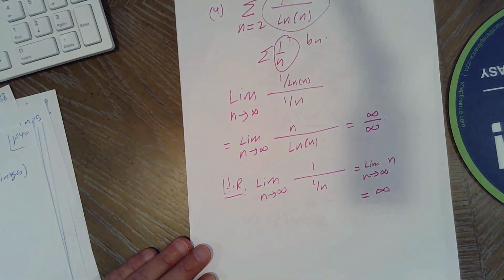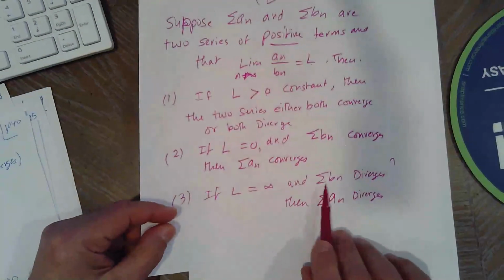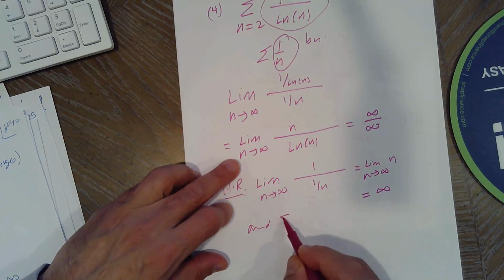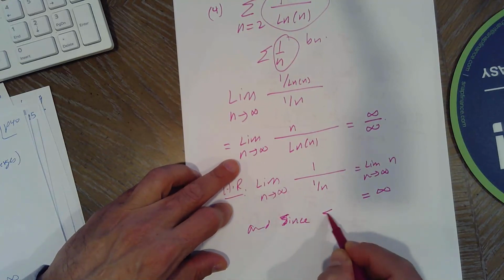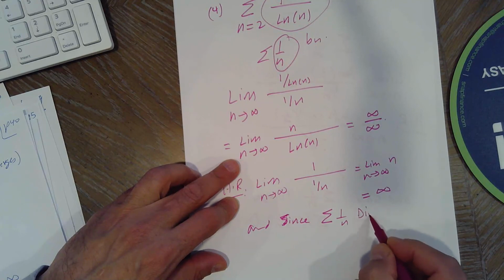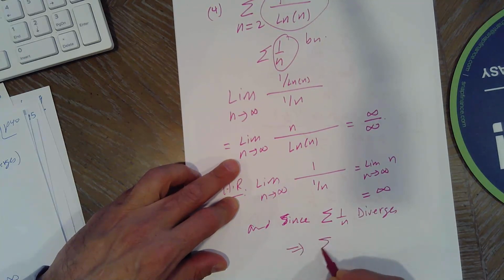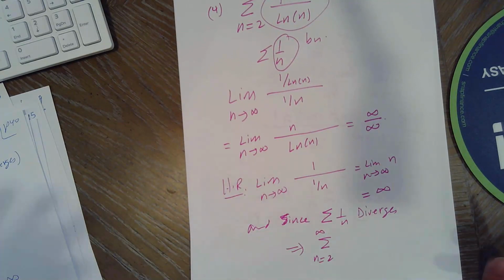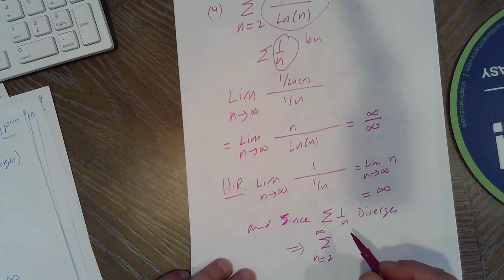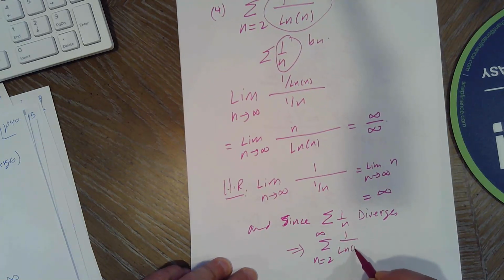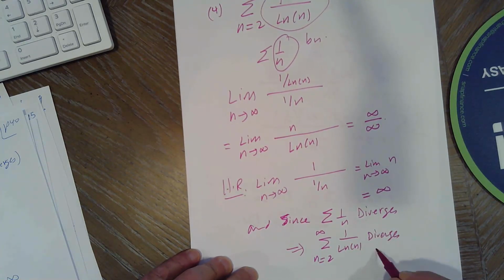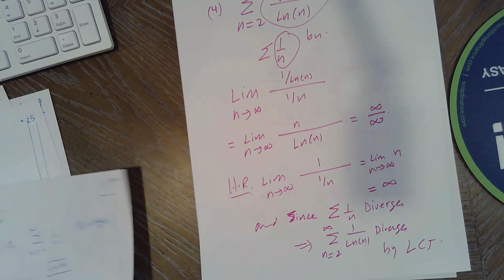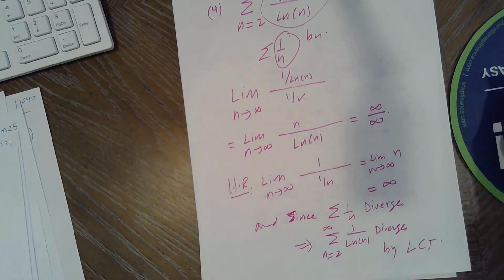And if the limit is infinity and sigma bn diverges, then sigma an diverges. And since sigma 1 over n diverges, that means the sum from n equals 2 to infinity of 1 over ln of n diverges as well by the limit comparison test. If sigma 1 over n was convergent, no conclusion here. Okay? And that's the second part of 11.4, and I am done with this.